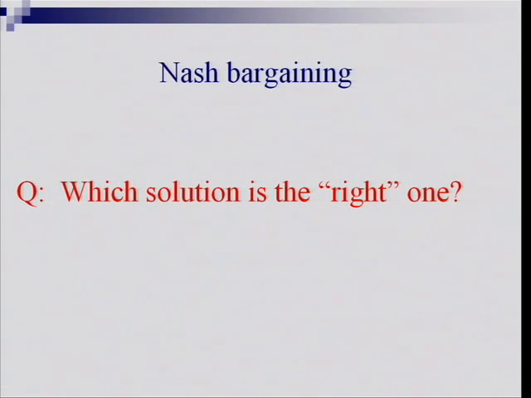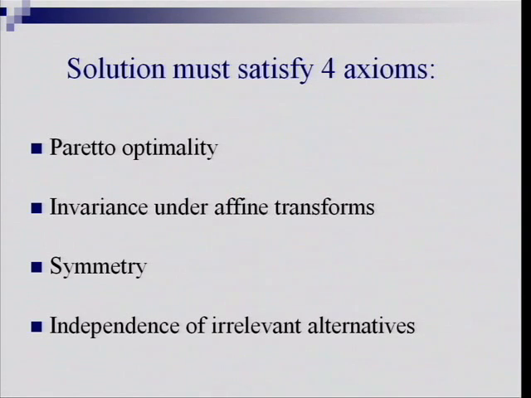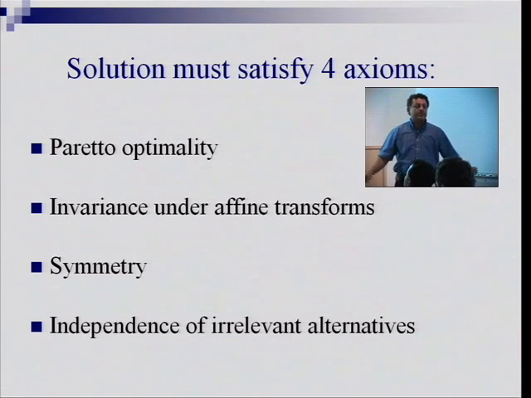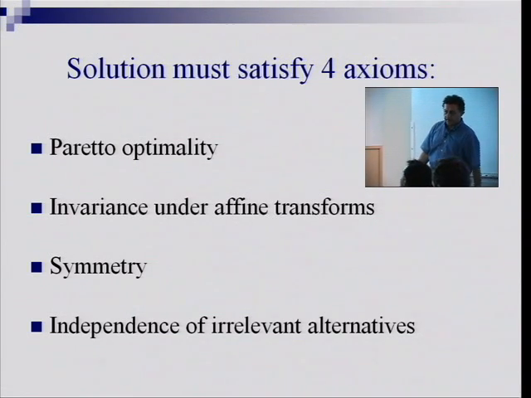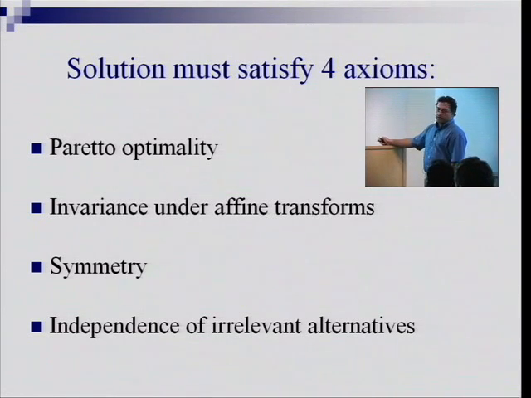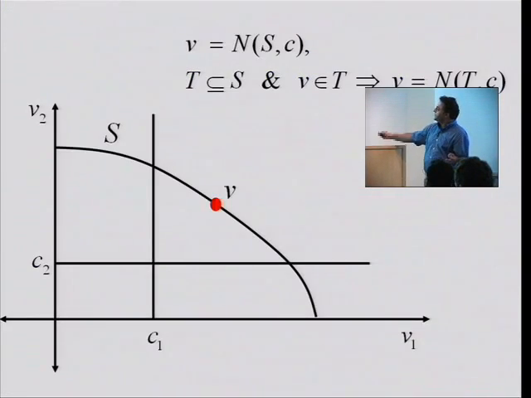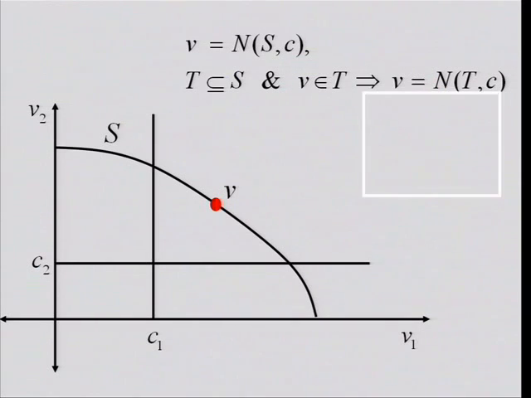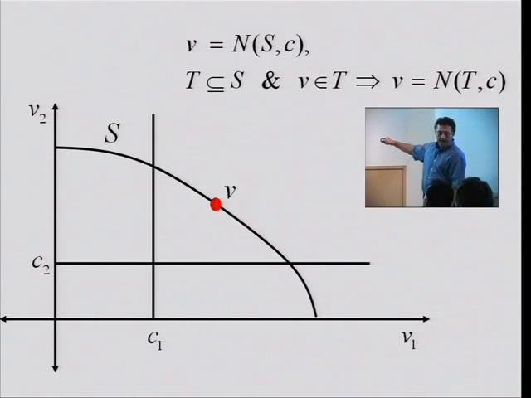So for this, Nash gave 4 axioms, which are all, well, the first 3 are very reasonable, and everybody buys them. But the fourth one is a little bit more contentious, and I'll say why. So the first one is that the point should be Pareto optimal, which means that it should be on the boundary of S. Because if you choose anything inside S, then at least one player will do better.